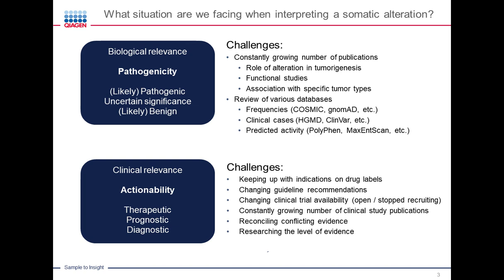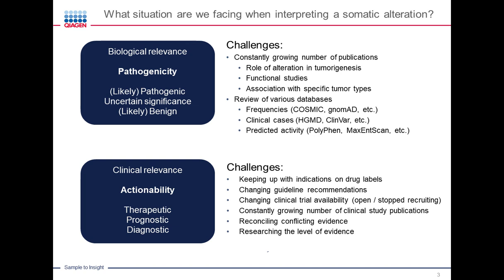And there's a constantly growing number of publications that characterize the role of different alterations in tumorigenesis, functional studies and case reports, for example, as well as frequency information from various sources, both to help identify which variants are common in the general population and the germline and can be removed for those reasons, as well as clinical case reports of the variant in tumors from patients.